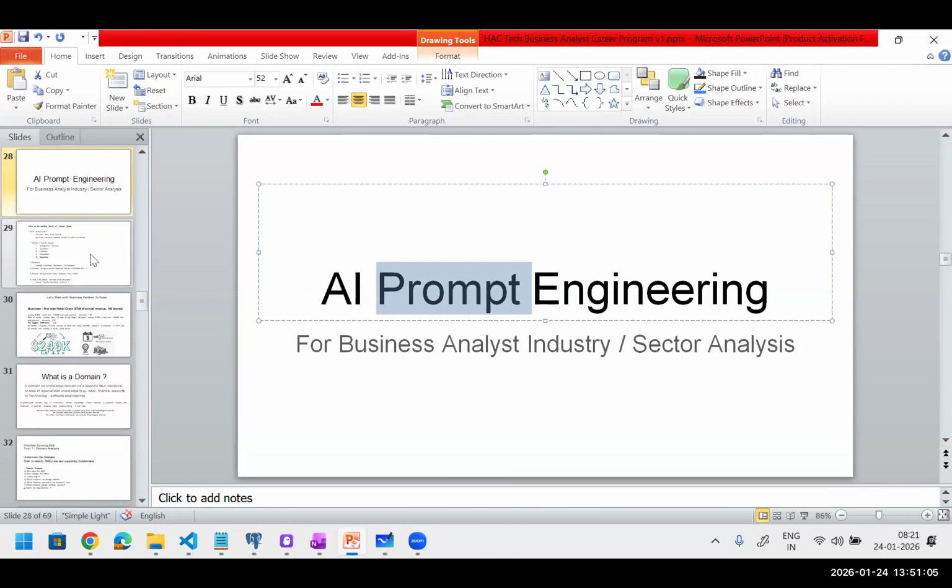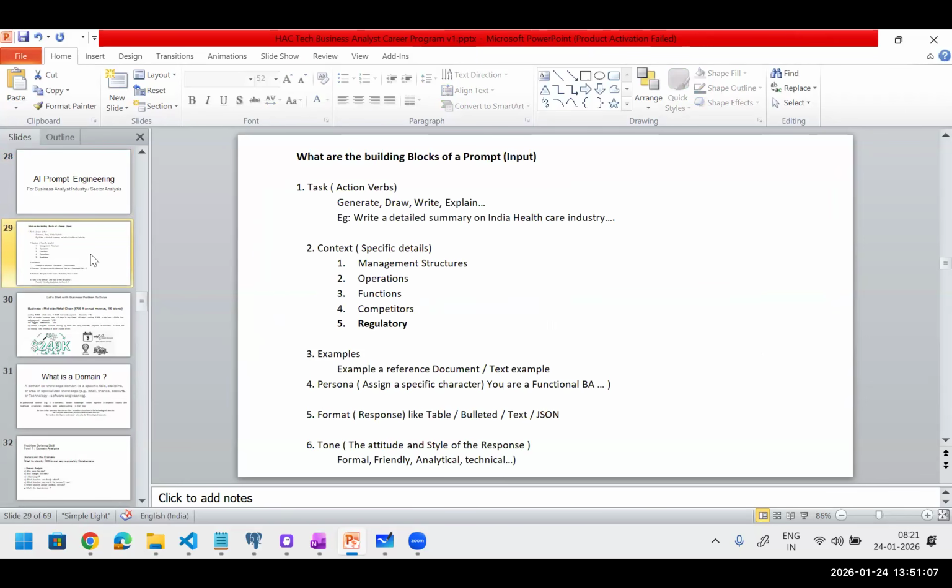Let's talk about this. These are the six building blocks, please remember. Anyway, we can detail this in the next classes, but at a high level, if you want to structure the inputs, then this is the way.